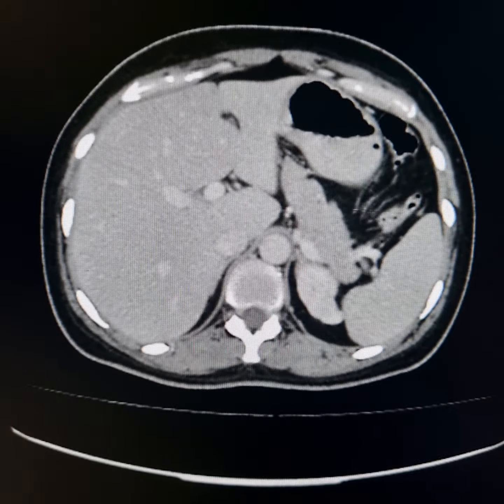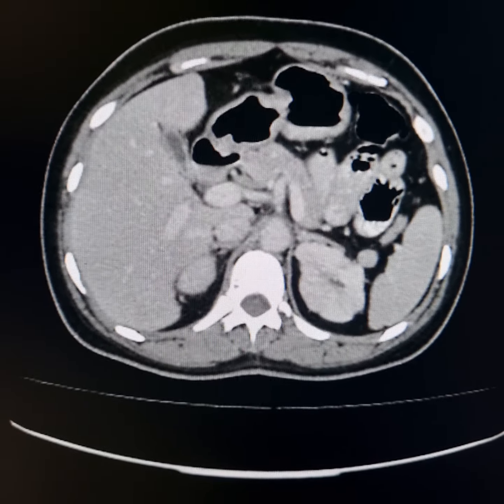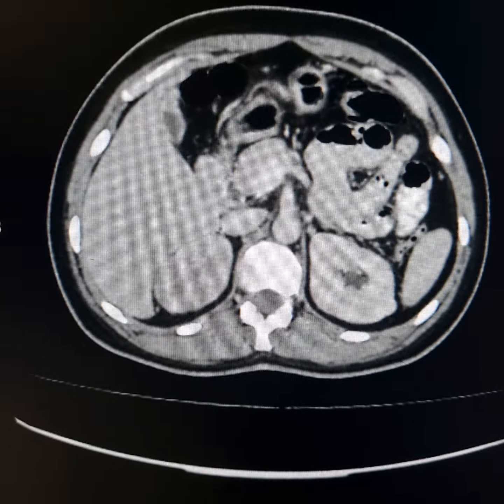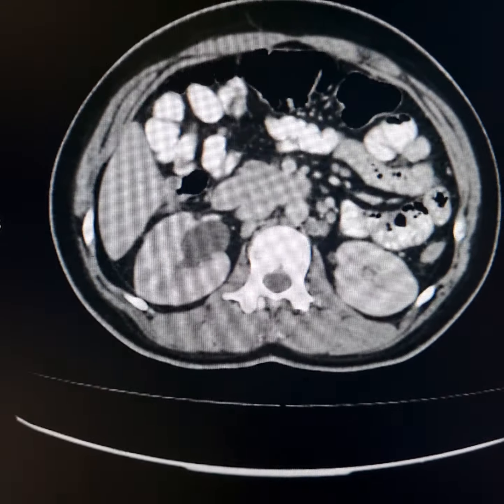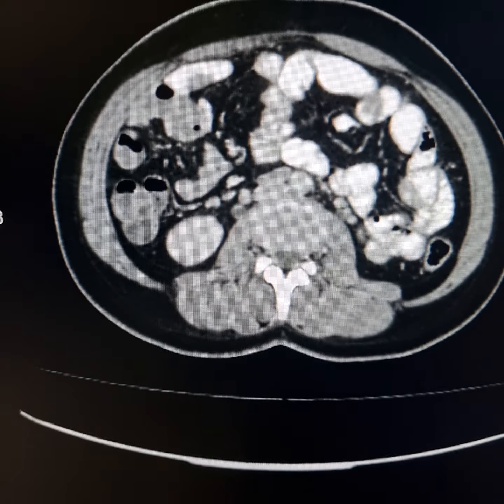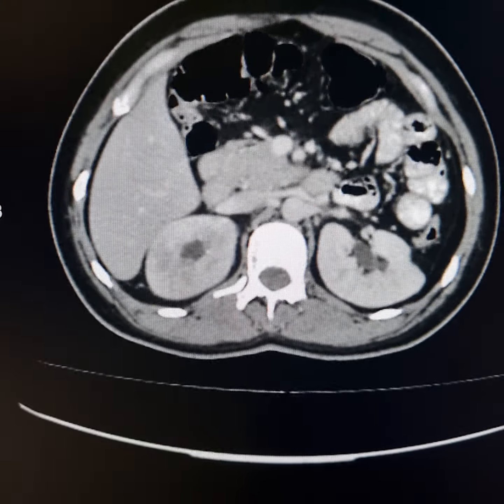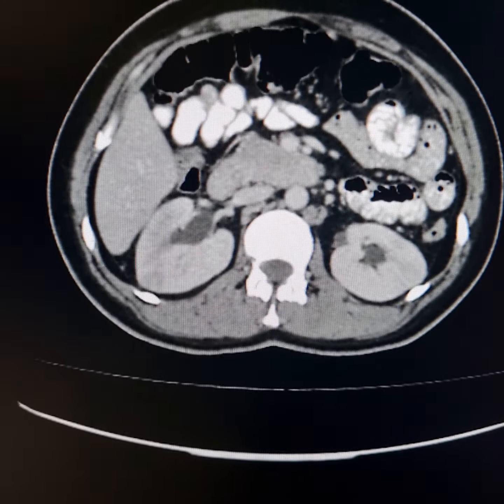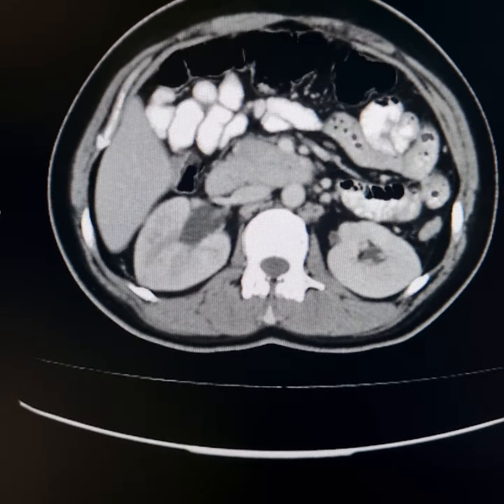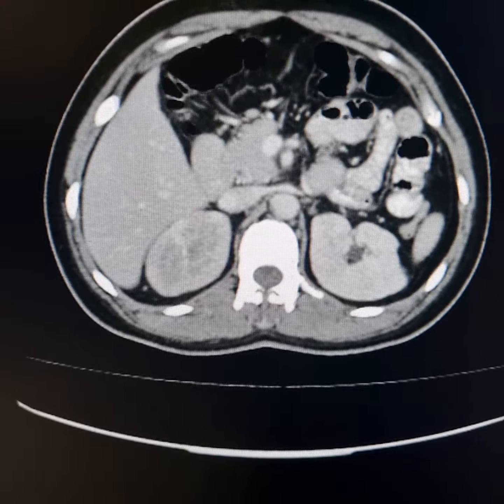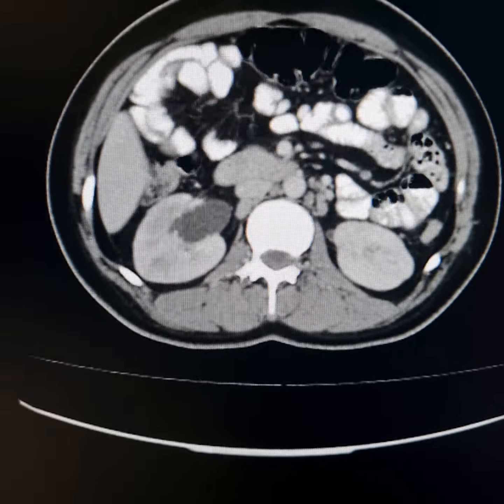This is a contrast CT scan of a 28-year-old female patient. The patient presented with mass lower abdomen and menorrhagia. Now please observe that on the right side there is mild hydronephrosis. Mild fullness of the collecting system is present on the left side as well.